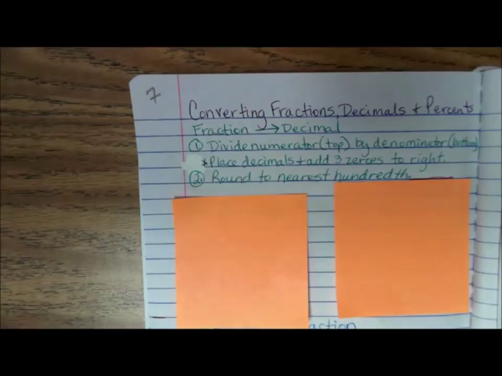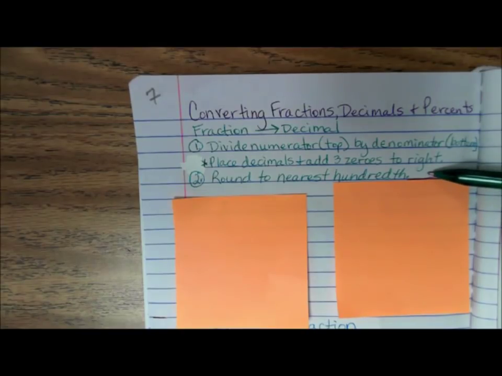Okay, so to convert a fraction to a decimal, the first step is to divide the numerator, which is the top number, by the denominator, which is the bottom number. Be sure that you place decimals and add 3 zeros to the right. Okay, and the second step is to round to the nearest hundredth.